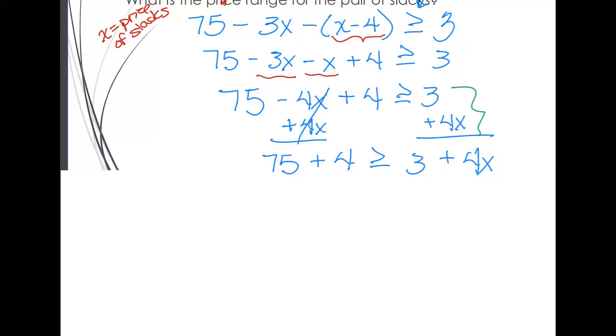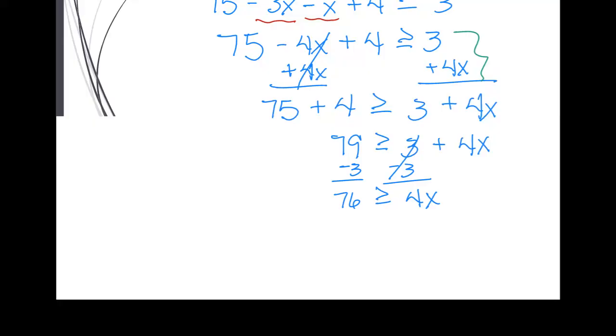What's 75 plus 4? 79 is greater than or equal to 3 plus 4x. Okay, I hope this works out. Now what? Subtract 3, subtract 3. 3's cancel out. 76 is greater than or equal to 4x. What do I do now? Divide by 4, divide by 4.